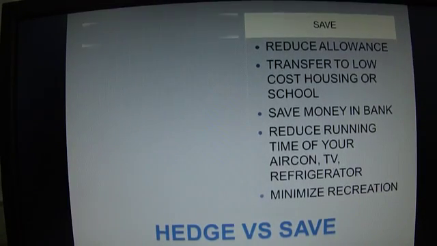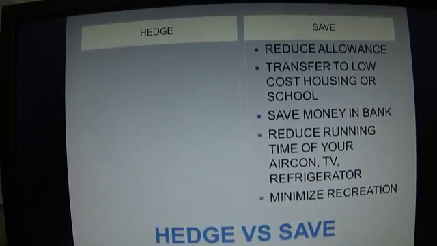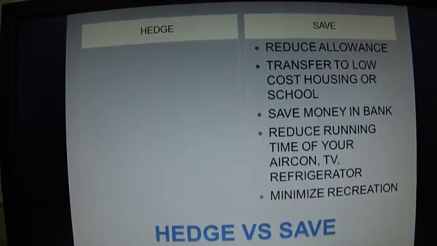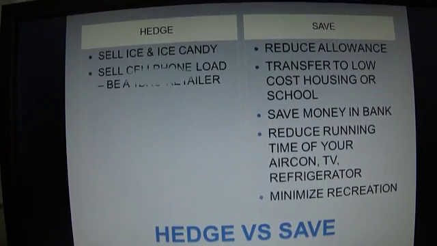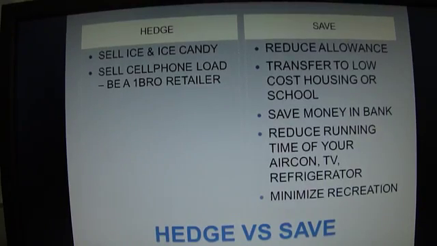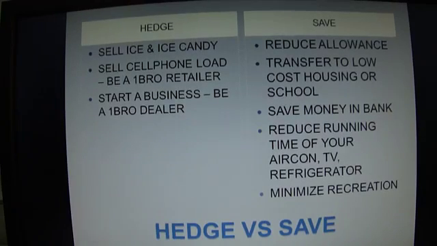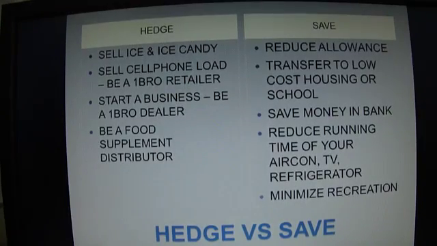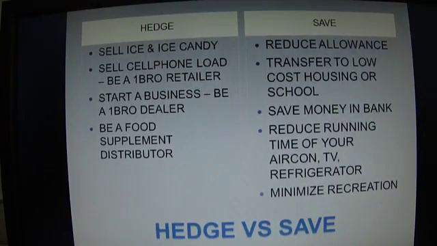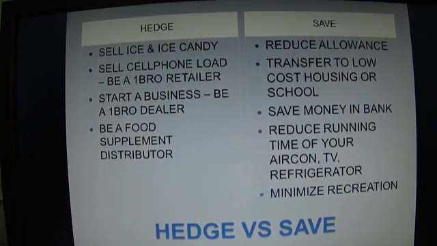To hedge for our telephone and cell phone load expenses, we can hedge by selling loads also. To hedge for our electricity bills, we can sell ice and ice candy. As I've already said, to hedge for our cell phone load, we can sell cell phone load, be a One Bro retailer. Instead of saving money in the bank, we can start a business, be a One Bro dealer. To hedge for our expenses in health maintenance, such as our vitamins and medicines, we can be a food supplement distributor.